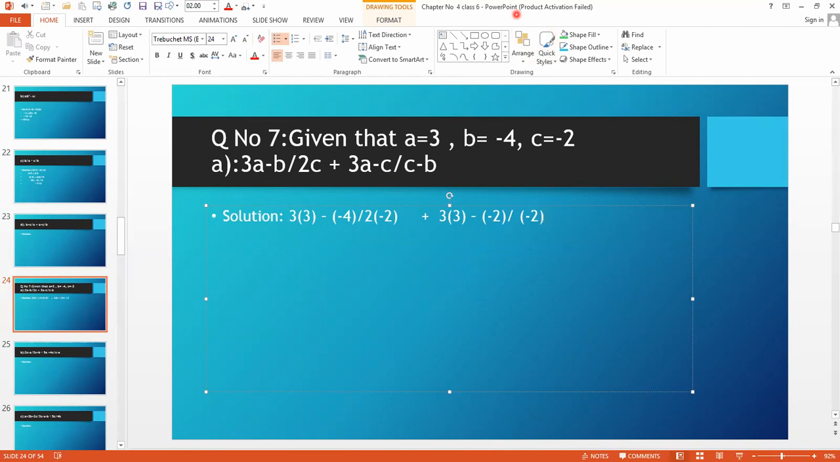And this minus is in the question, and I have to put the value of B here in a bracket. Again, it has a negative sign, that is minus 4. So I have to put it here in a bracket. Okay. Now we move towards the next part.